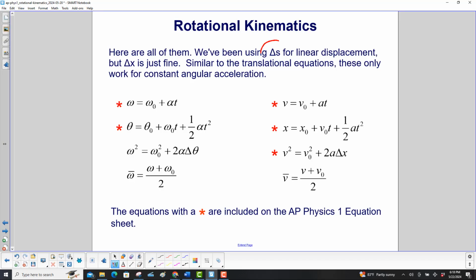We've been using delta s for linear displacement because we were talking about a circle, but we can also use delta x. It's just the distance. Similar to the translational equations, these only work for constant angular acceleration this time, for our angular variables. The equations with a star are included on the AP Physics 1 equation sheet. So if you'd like to pause it right now and do a quick review, then when you're ready, move on to the next slide.